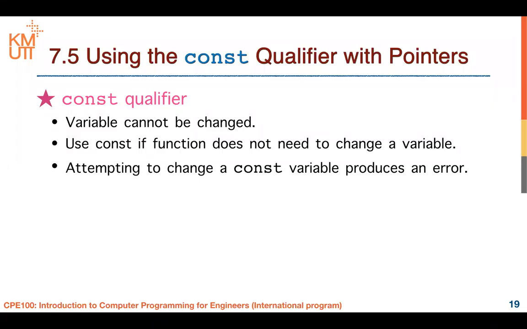Okay, next let me continue with the constant qualifier with pointers. Because you know about the pointer, you can pass a pointer to a function, and sometimes the variables should not be changed, so use const if the function does not need to change a variable. If you just pass the address and you don't want to change the variable, you can use the constant qualifier in the formal parameters of the function. If you attempt to change this constant variable, it will show you an error. So sometimes the constant qualifier is very useful.